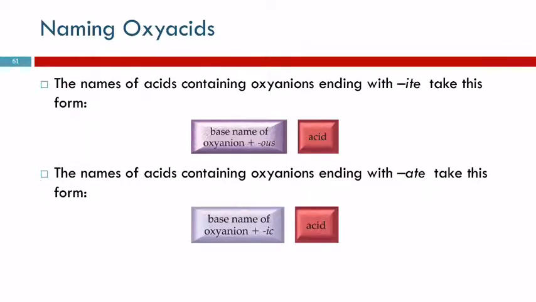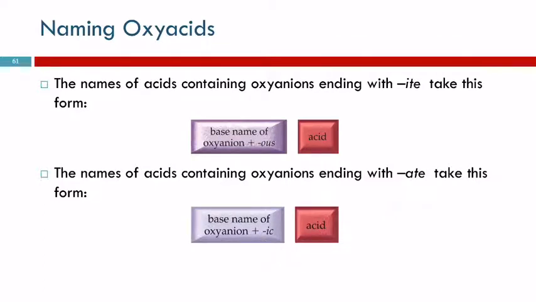So to name these, their names are derived from the name of the oxyanion that is in them. So you look at the oxyanion and say, well, what's the name of that? If it ends with "ite," we're going to change the "ite" ending to "us" and stick the word acid on the end. If it ends with "ate," we're going to change it to "ic," acid.